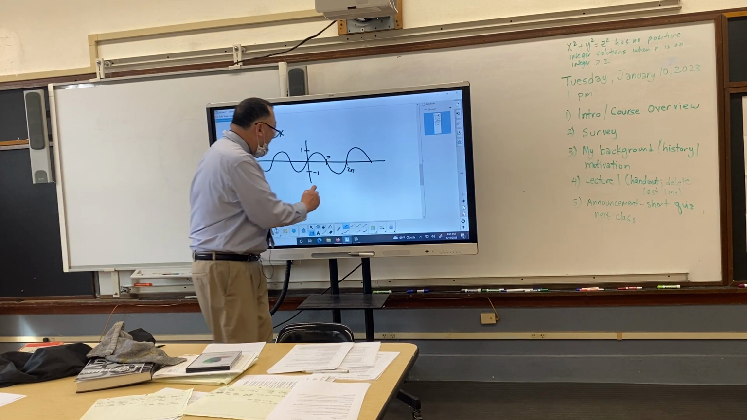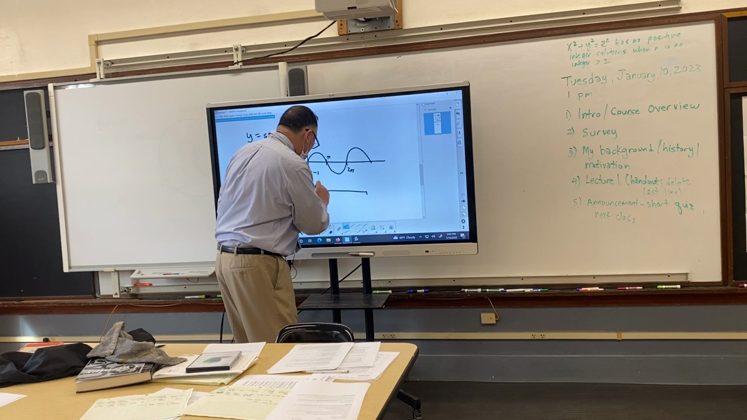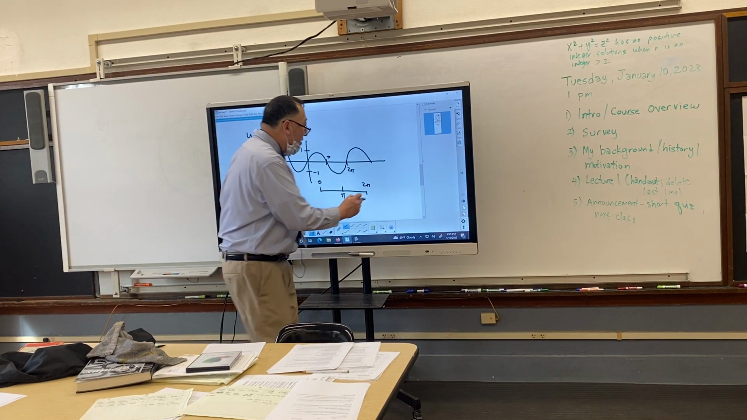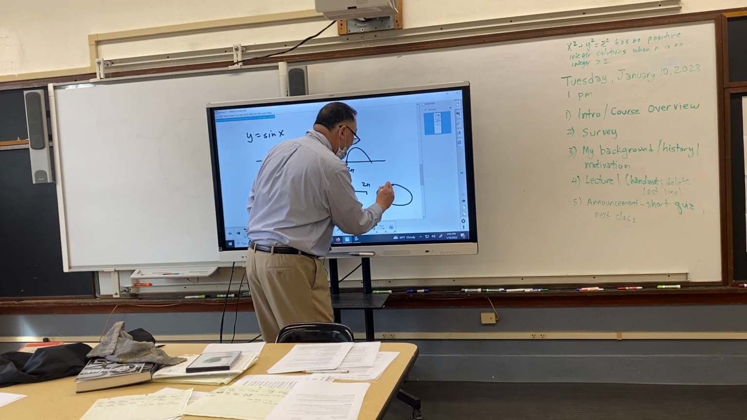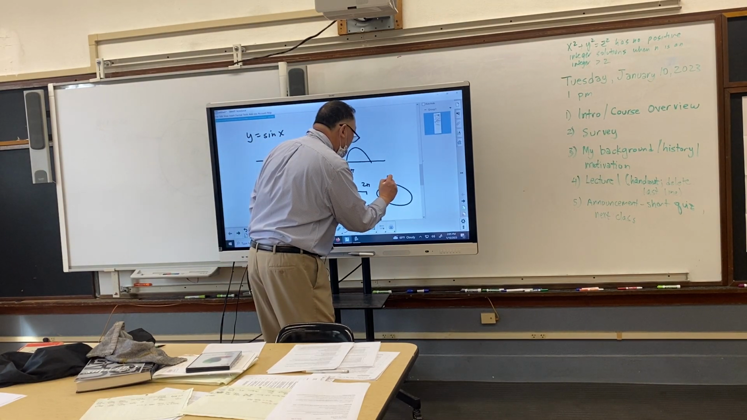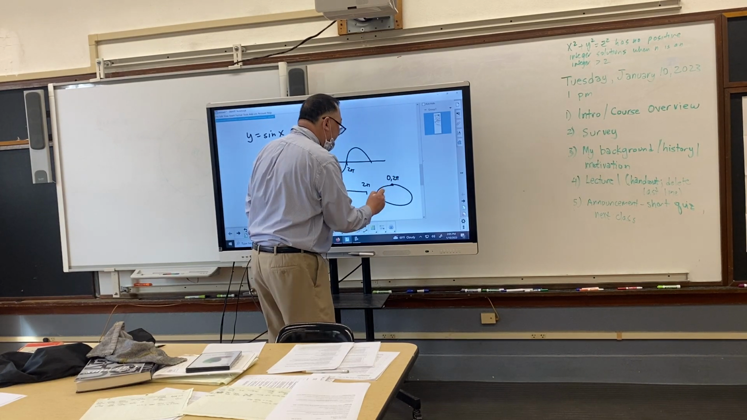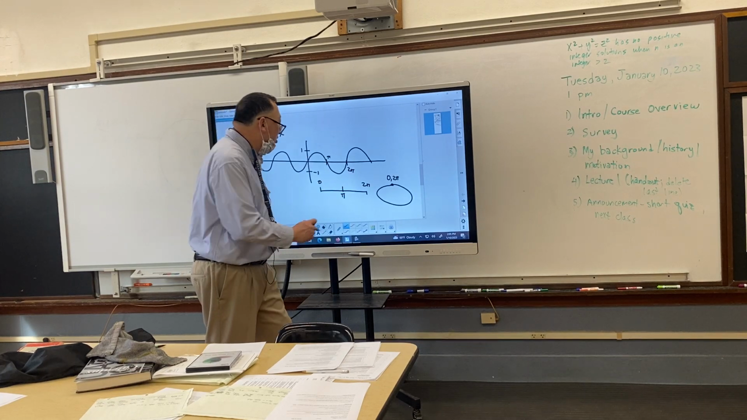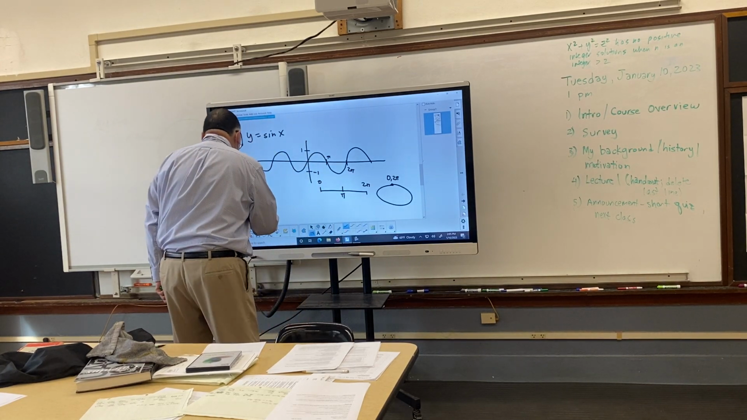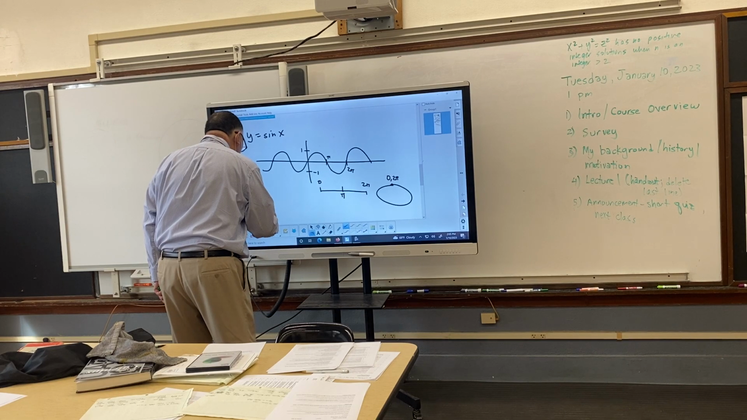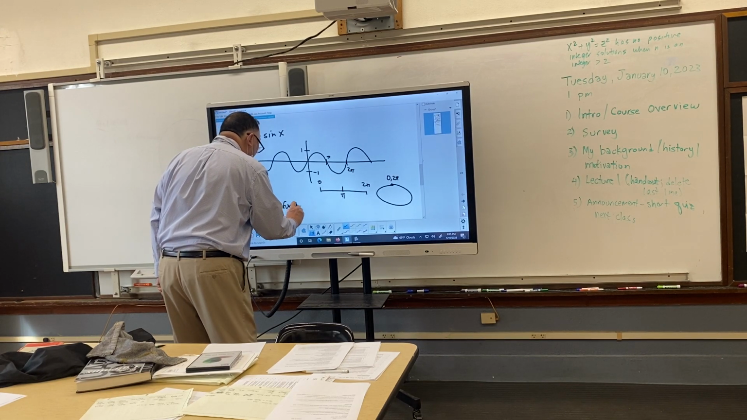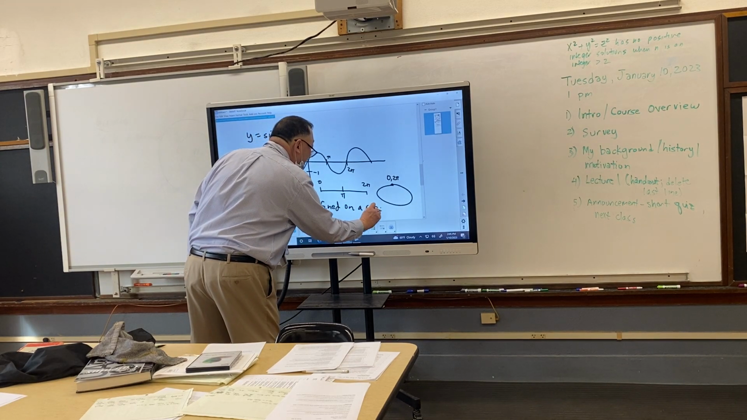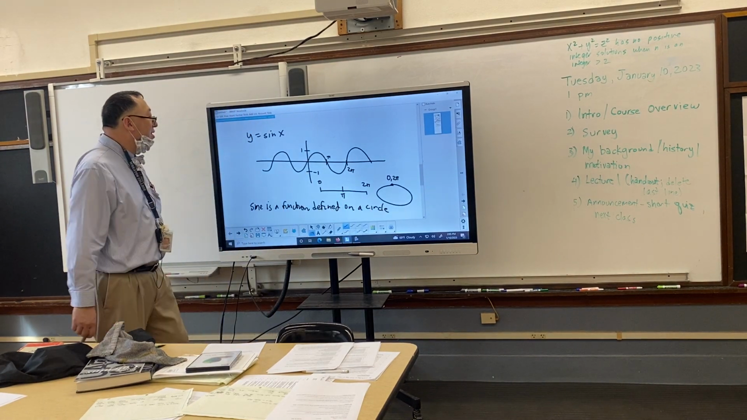So I can think of taking this little line segment from 0 to 2 pi and gluing the ends together. I take the 0 and the 2 pi glued together and I get a circle. So I can think of sine as a function defined on a circle.